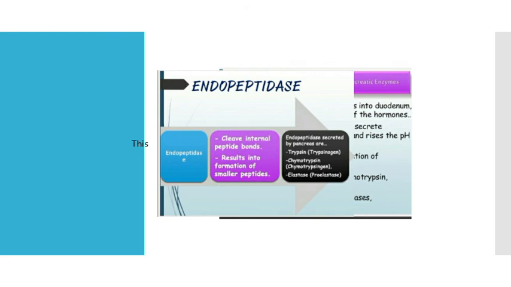Endopeptidases cleave internal peptide bonds and result in the formation of smaller peptides. The endopeptidases secreted by the pancreas are trypsin, chymotrypsin, and elastase.